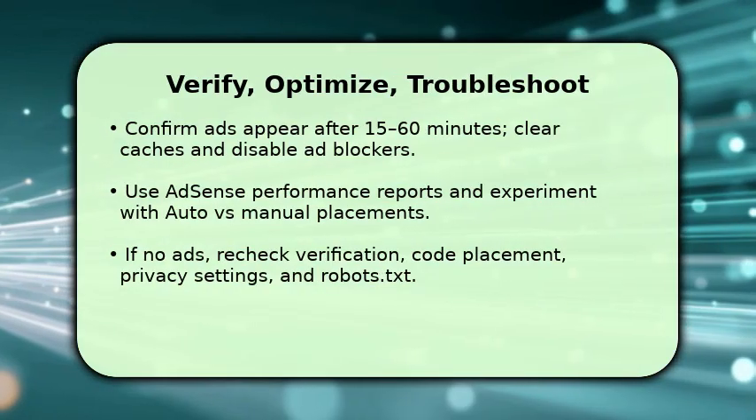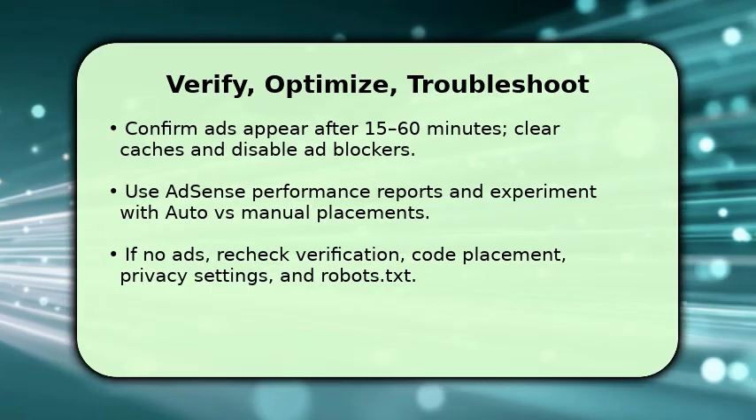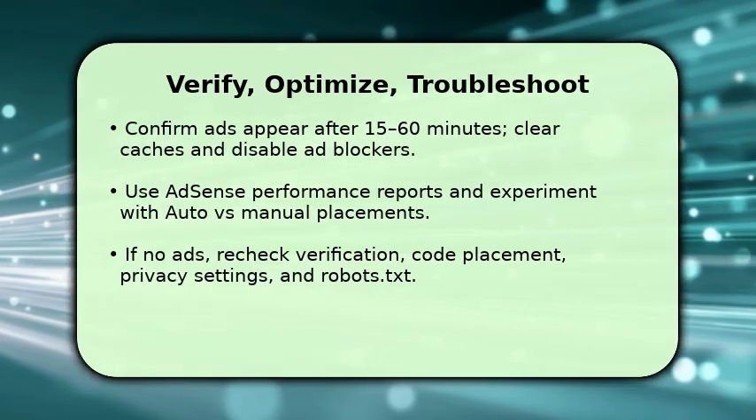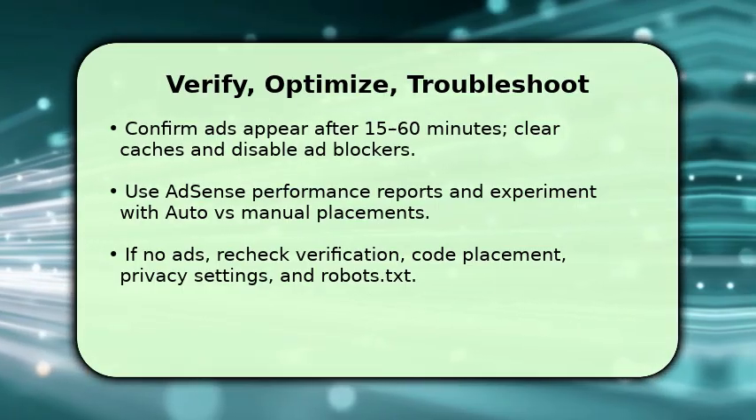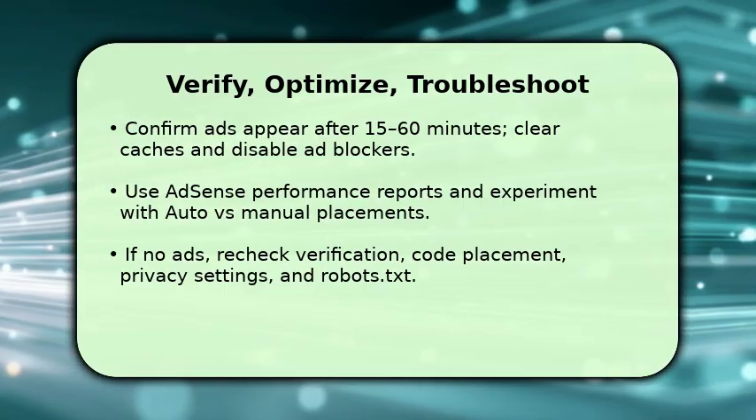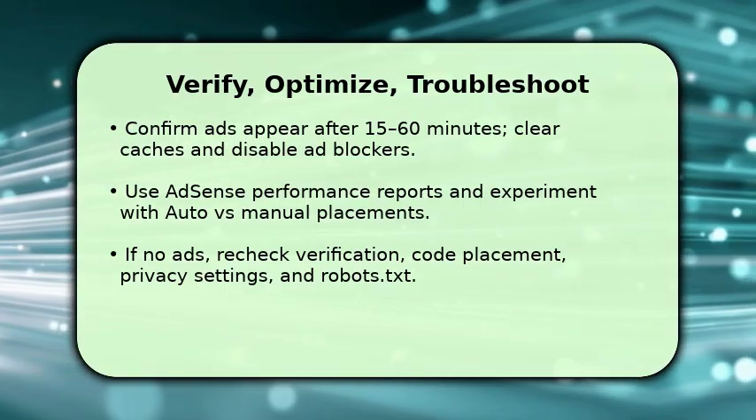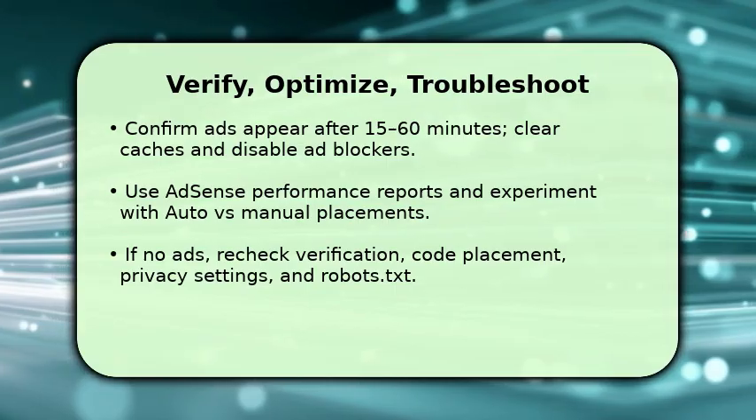You finish by confirming ads display across desktop and mobile. Wait 15 to 60 minutes, clear any caching plugins, and test in an incognito window with ad blockers off. Then use AdSense reports to adjust auto ads density or move manual units for higher viewability.